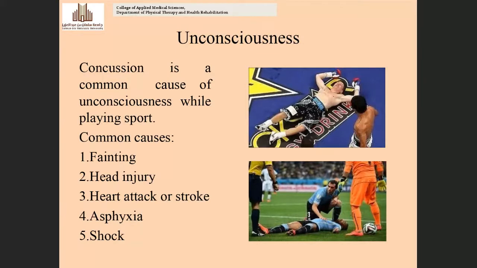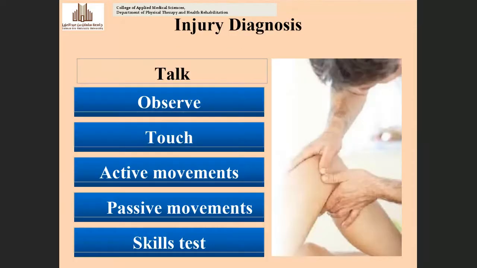So concussion is a common cause of unconsciousness while playing sport, right? Concussion means if there is any direct injury to the brain, that is known as concussion. So collection of blood in the brain region may lead to unconsciousness. The common causes: fainting. Fainting means lack of blood supply to the brain, or if there is any direct injury to the head, or in some cases, if there is lack of blood supply to the heart, that is known as heart attack, or stroke. Or asphyxia, again, it is lack of blood supply to the brain.